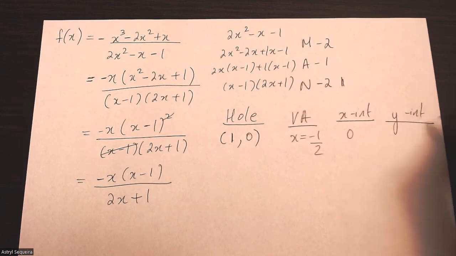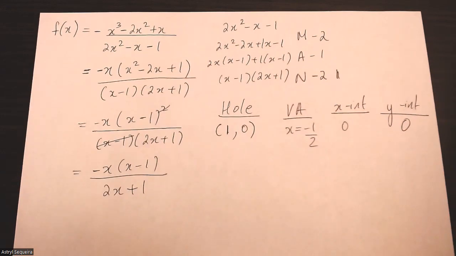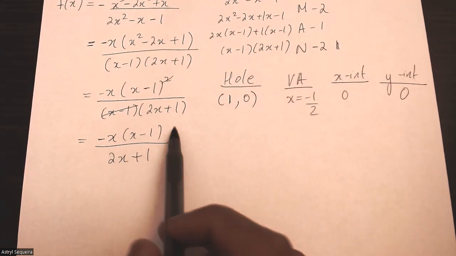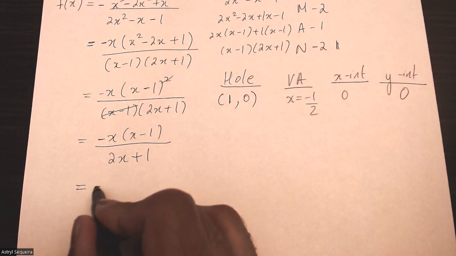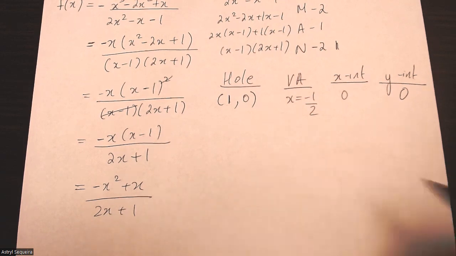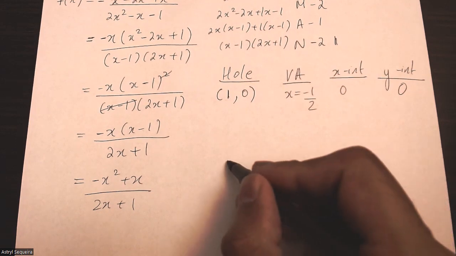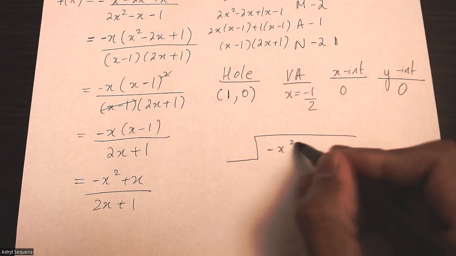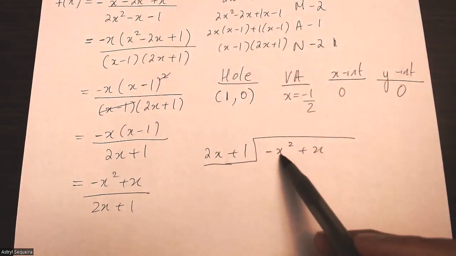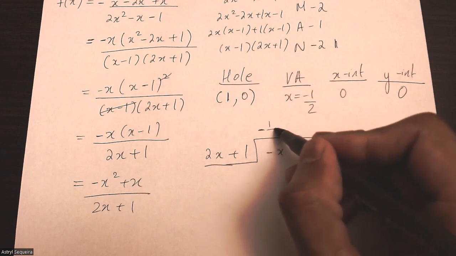My y-intercept, just sub in 0 in this equation. If I sub in 0 here, I'll get 0 as well. That's my y-intercept. So now I want to find my oblique asymptote, and I'm going to do long division. Before I do that, I just want to expand this so it's easy to long divide. So negative x squared plus x over 2x plus 1. Now I'll do long division to find my oblique asymptote.